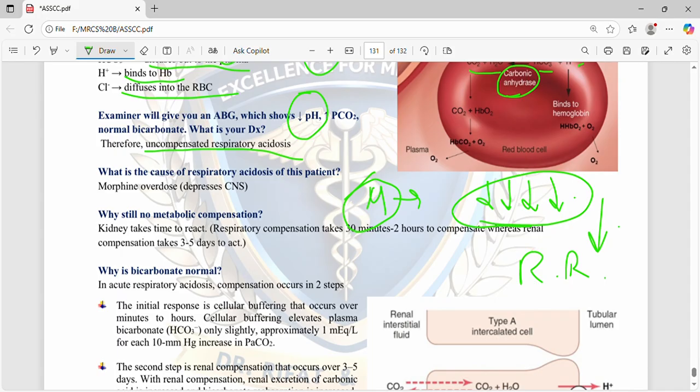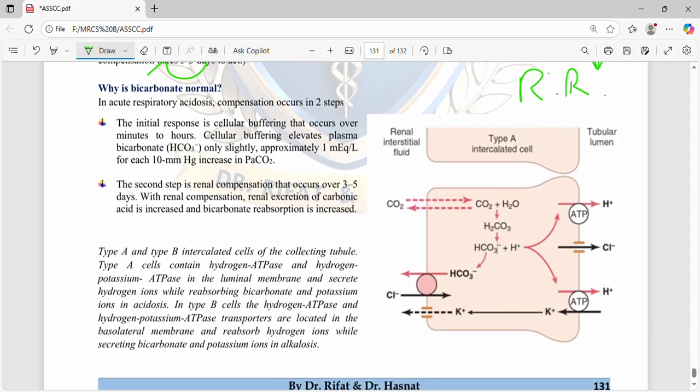So why is there still no metabolic compensation? We know that kidneys take time to react. Respiratory compensation takes 30 minutes to 2 hours. Respiratory compensation is quick, whereas the renal compensation is slow, which takes about 3 to 5 days. So why is bicarbonate normal? This is the same reason.